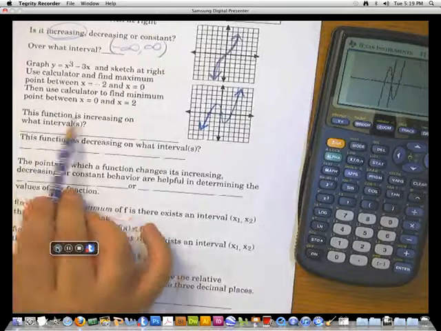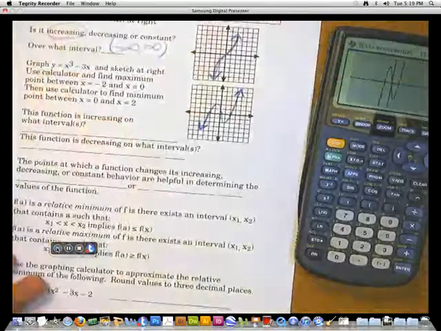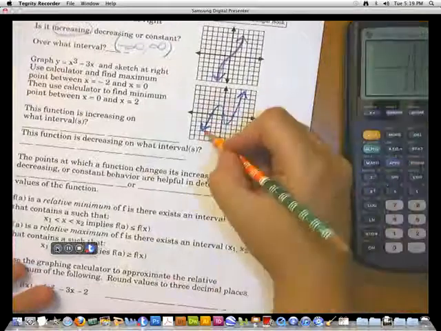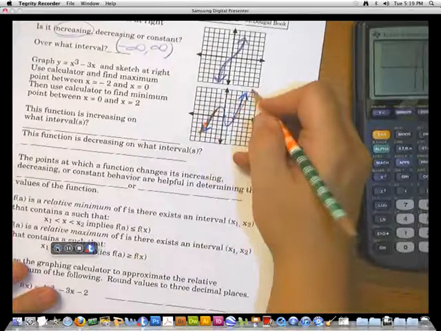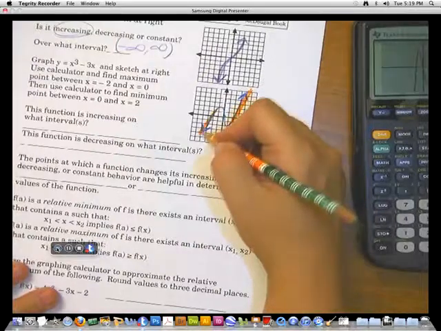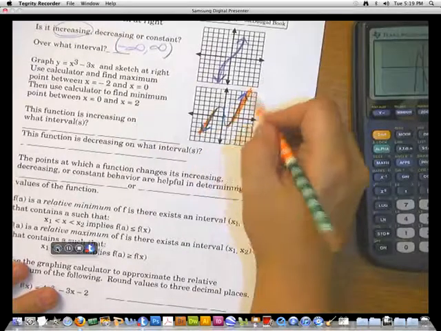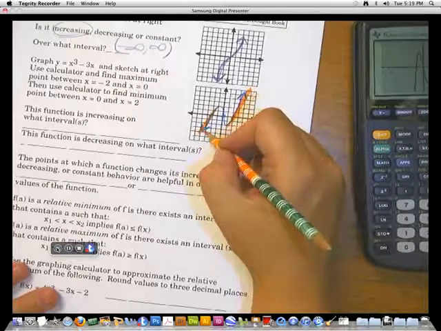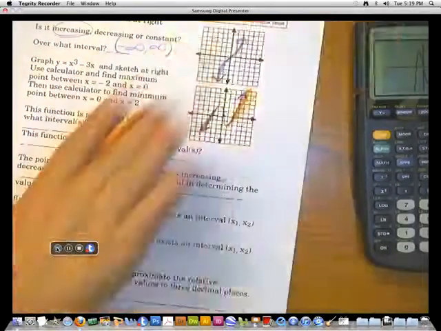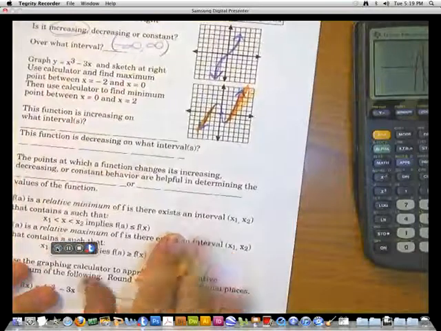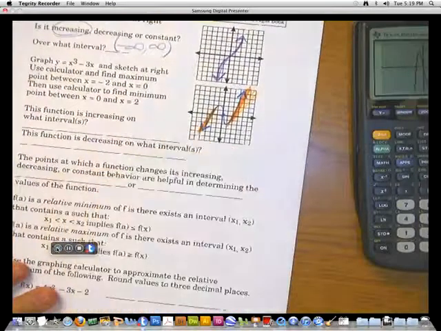So we say this function is increasing. So where is it going upwards? Well, this is all upwards. Up and up. Even though the arrow is going down here, it's still from the negative. We read from left to right. It is going upwards.